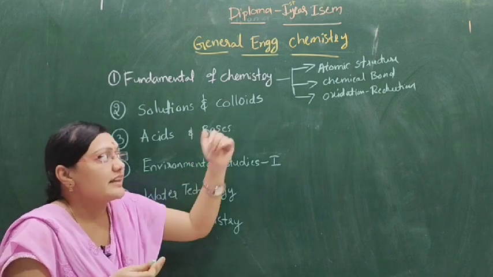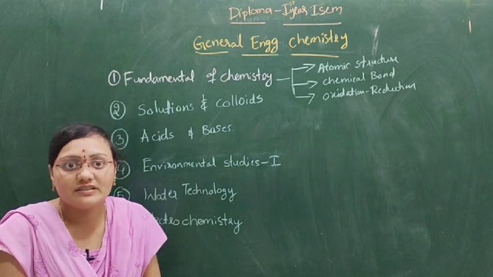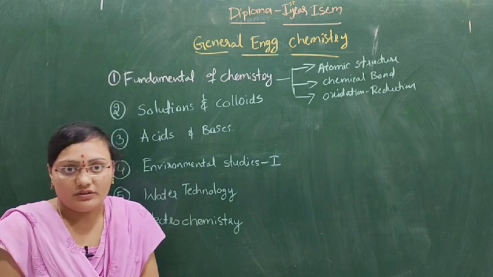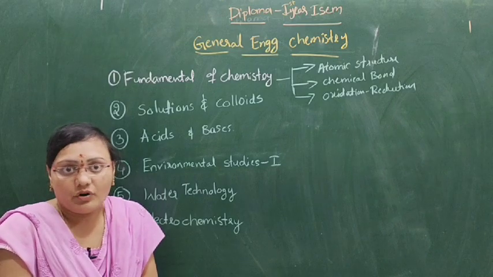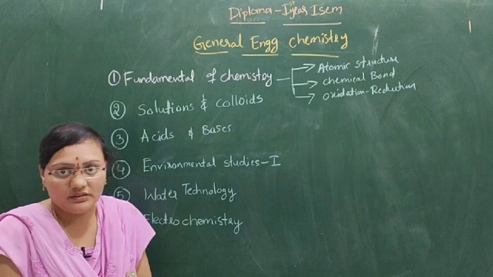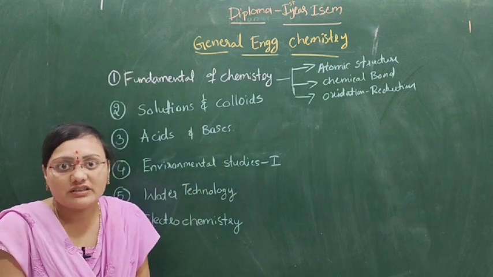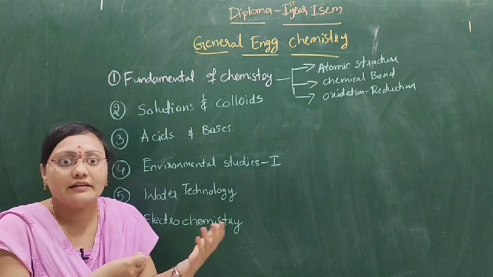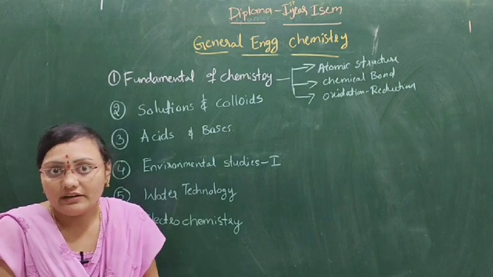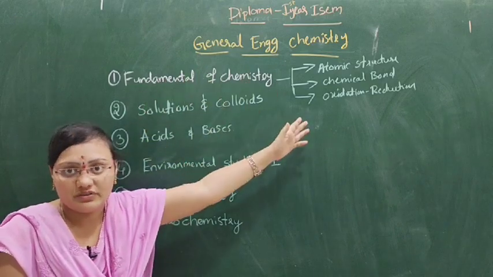Okay, and next one is chemical bond. What is a chemical bond? Types of chemical bonds. There are 3 types of chemical bonds: ionic bond, covalent bond, and the third one is coordinate covalent bond. And next one is oxidation and reduction. What is oxidation, what is reduction, and how to calculate the oxidation number. These are the first unit, fundamentals of chemistry.